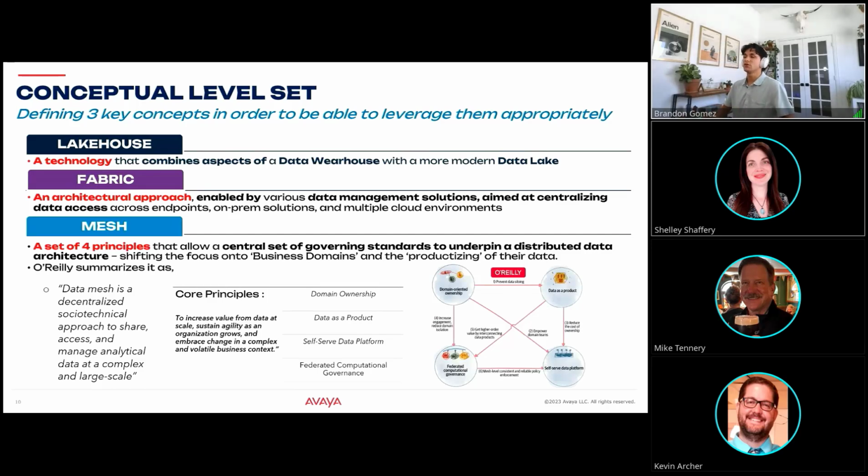A data mesh is currently defined as a set of 4 principles or concepts that allow a central set of governing standards to underpin a distributed data architecture, shifting the focus onto business domains and productization of their data. When I say business domains, think of teams, think of departments, think of initiatives, domains being kind of a section or a group defined by objective within the business. Its aim is to increase value from data at scale, sustain agility as an organization grows, and embrace change in complex and volatile business environments or contexts.